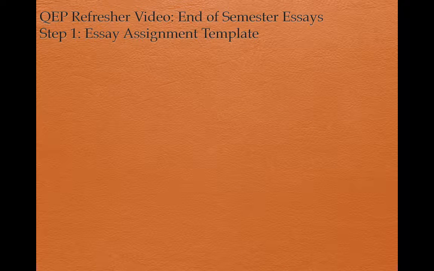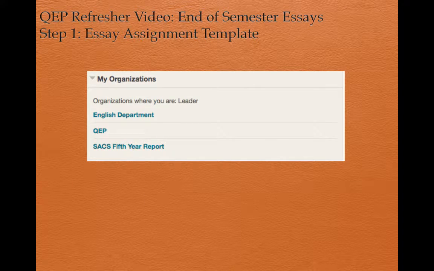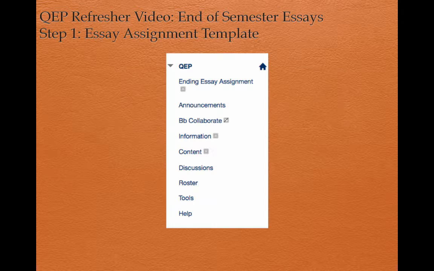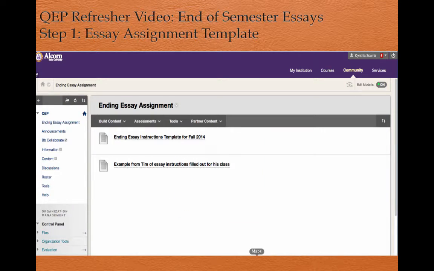So step 1, find the essay assignment template. There are two ways to do this. You can go onto Blackboard and in the My Organizations section, find the one that says QEP. If you don't have QEP in your Blackboard, please let me know. Then look to the section on the left and find Ending Essay Assignment. Click on that, and you'll see these two uploaded files.